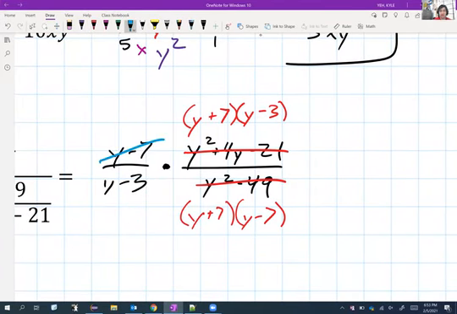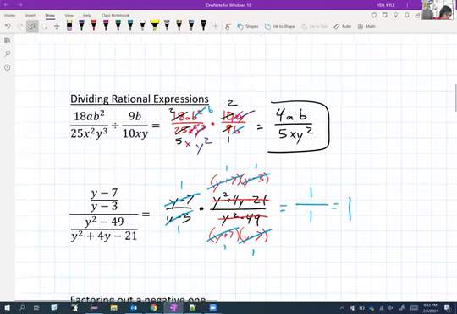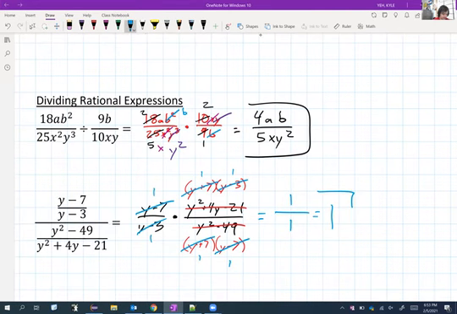Well, y minus 7 on top left can cancel with y minus 7 on bottom right, and y plus 7 on top and bottom of my right-hand rational expression. And y minus 3, top right and bottom left. And when we cancel all these out, remember, whenever we divide top and bottom, it equals 1. So what do we get? We get 1 times 1 times 1 over 1 times 1 times 1. This is just a fancy, complicated way to write 1. It all cancels out.